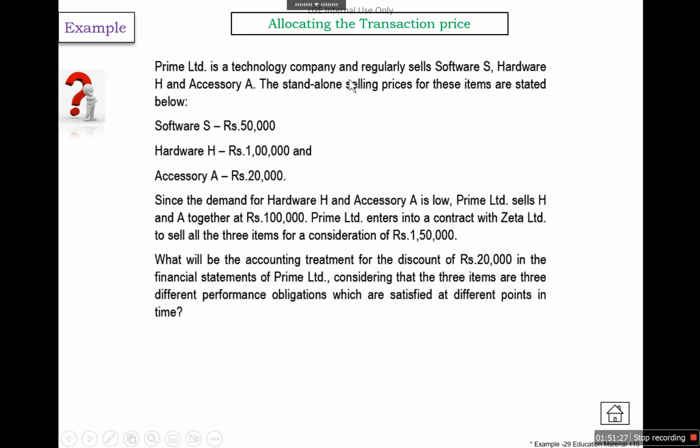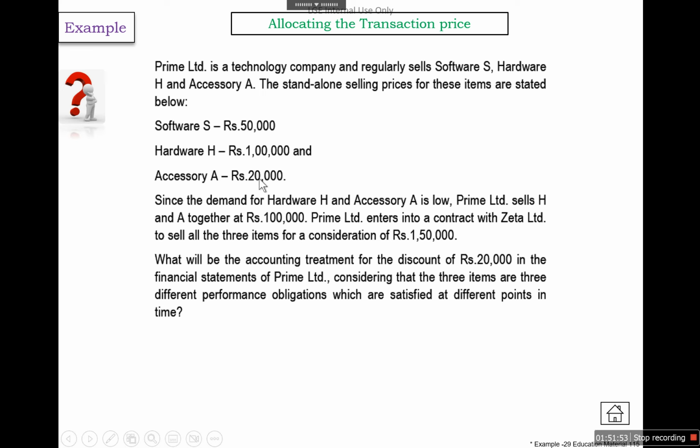Prime Limited is a technology company and regularly sells software, hardware, and accessory. So it is selling software, hardware and accessory. The standalone prices for these are as below: 50,000, 1 lakh, 20,000. Since the demand for the hardware and accessory is low, the company sells H and A together for 1 lakh.